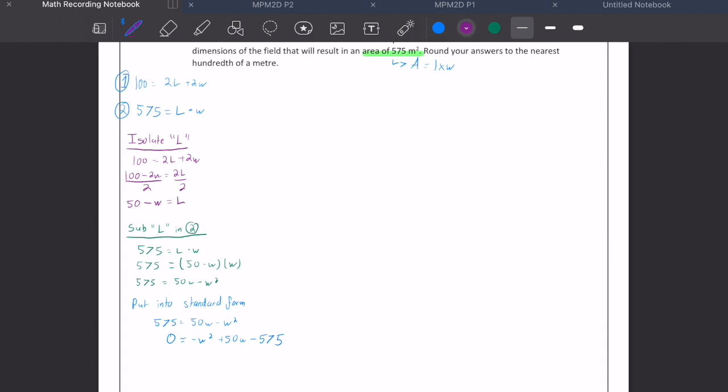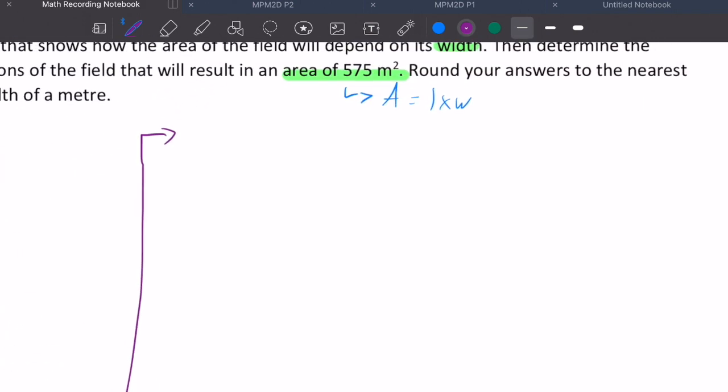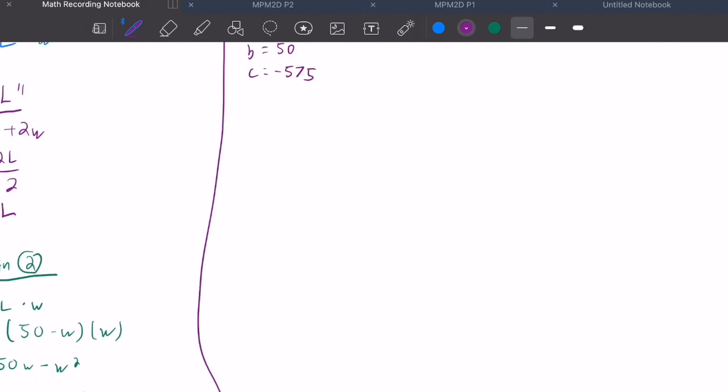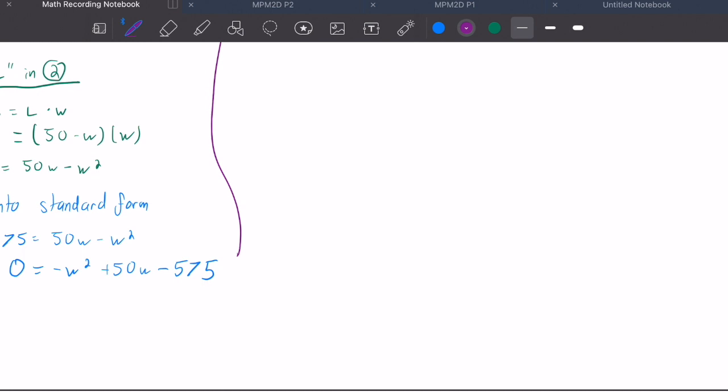And how we're going to do that is by using the quadratic formula. So we're just going to head on up here. So we're going to find W. And the first thing we want to do is state what our A, our B, and our C equal to. Our A is negative 1, our B is positive 50, and our C is negative 575. I'm getting that from right down here. This is our A, B, and C.